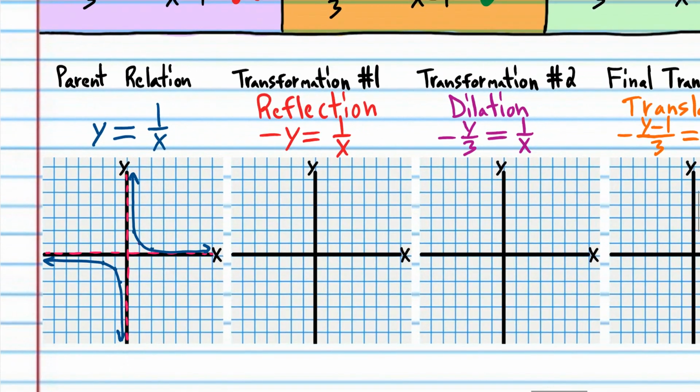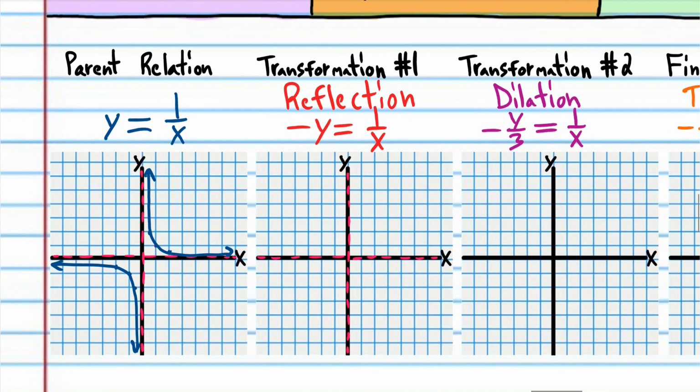And then we're going to reflect across the x-axis because we're replacing y with negative y. That's not going to change the position of the asymptotes. But we're going to take all the points and reflect across the x-axis. So we get the following graph. We can connect the dots.